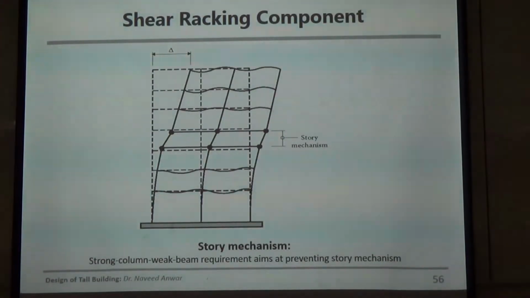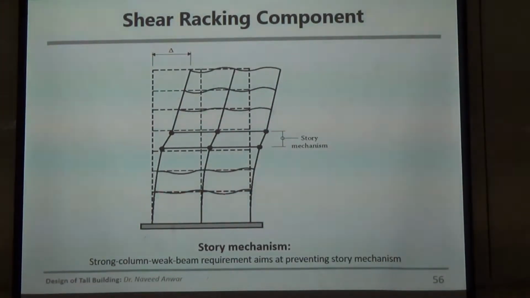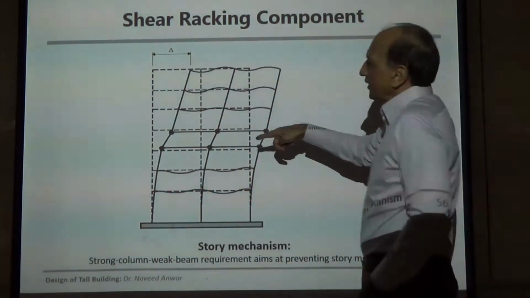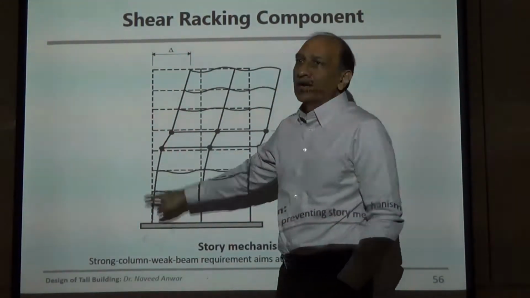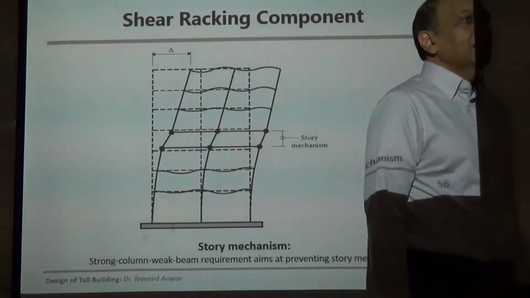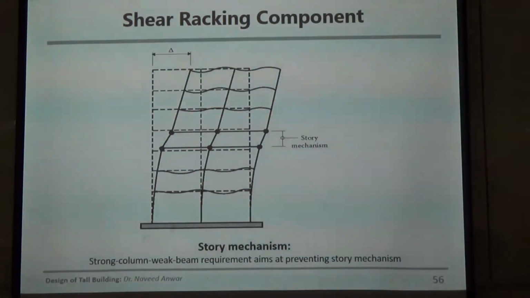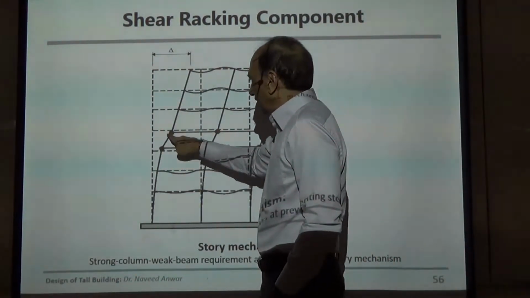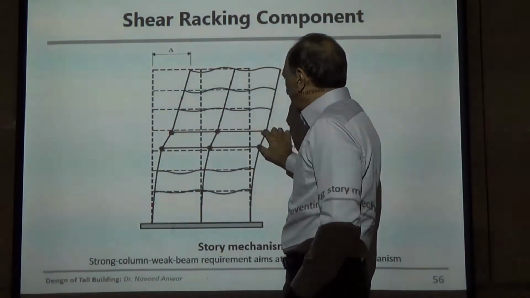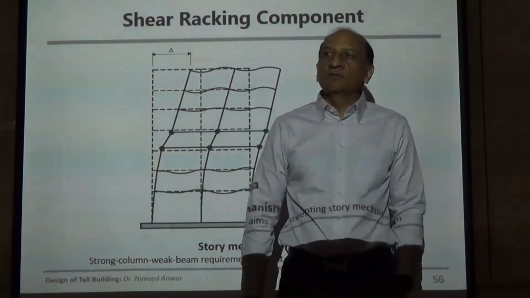So that's what we are talking about, shear wall components. And then we have a story mechanism. So we are trying to prevent this from happening. We do not want any one story to just have all the drift or hinges, so it will fall down. Because if hinges develop in the columns, in any one floor on both ends, that's the end of the story.